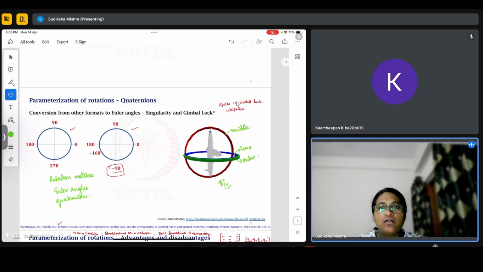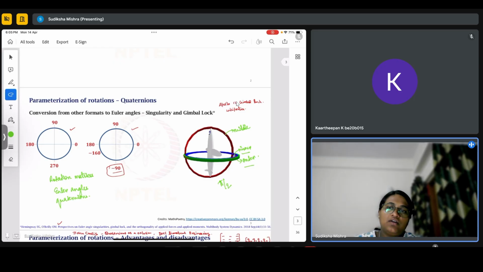So now the solution that you would get is no longer dependent on all three axes. Rather, it is dependent on the change in orientation along this axis and along this axis. So that is one of the problems that Euler angles had.